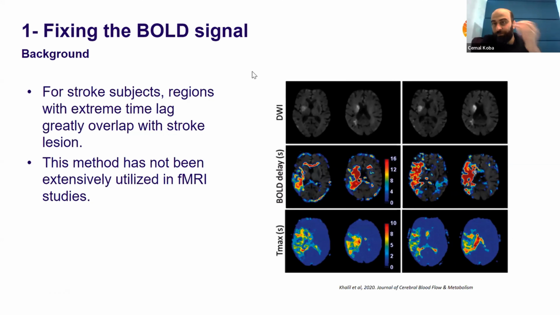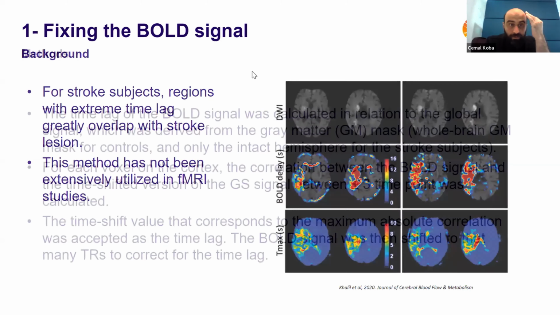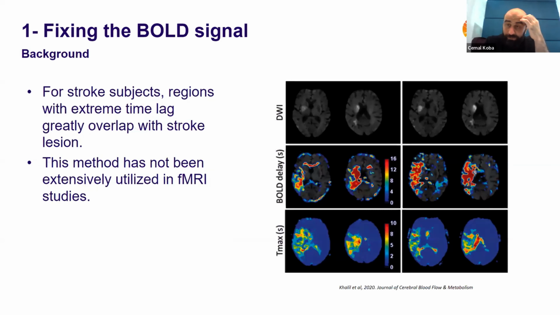And this has also been described before, but this method has not been used extensively for whole analysis. So this is mostly used to actually define the lesion area from the fMRI signal. But since it improves the data for healthy controls, we also wanted to use this model to improve the data of stroke subjects as well, and wanted to move forward with our analysis.